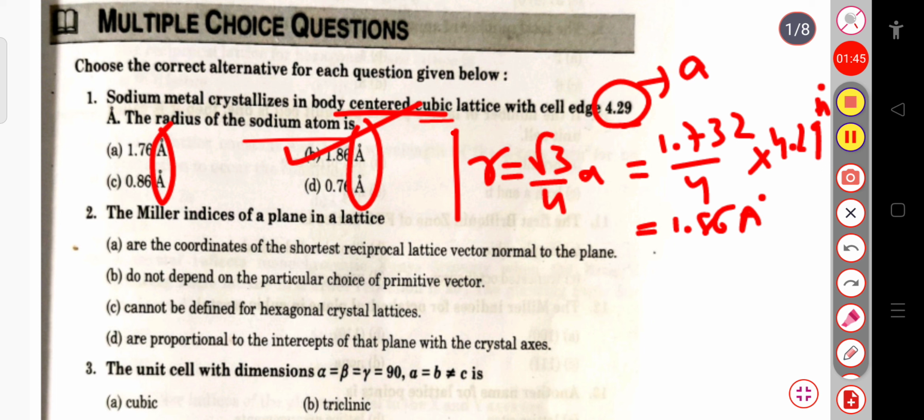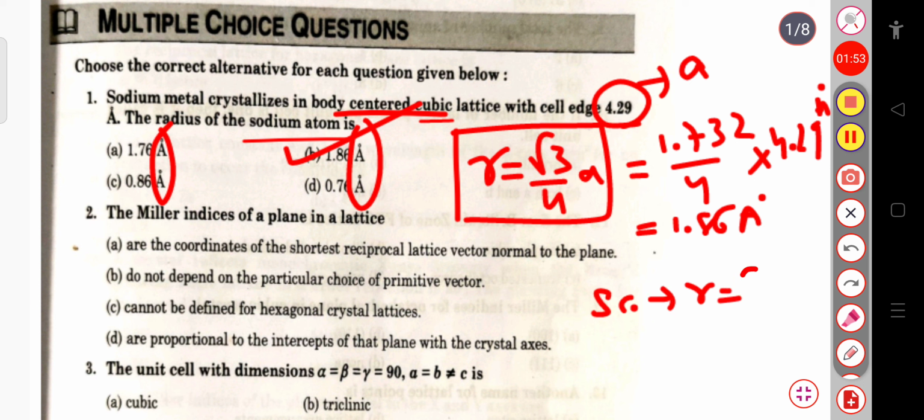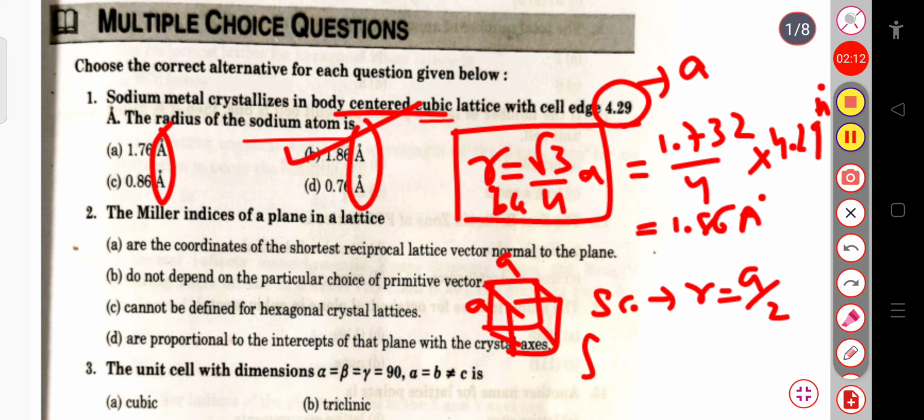Basically you have to put the value r equal to root 3 by 4a for the body centered cubic lattice, and for simple cubic lattice, let me tell you, the radius is equal to a by 2, where a is the lattice parameter. In a cubic structure all the sides are equal and these sides are called a, or the lattice constant or lattice parameter. Similarly for the BCC structure this is root 3 by 4a, and for the FCC structure the radius is equal to root 2 by 4a, or simply a by 2 root 2. So any question from simple cubic or FCC may be asked.